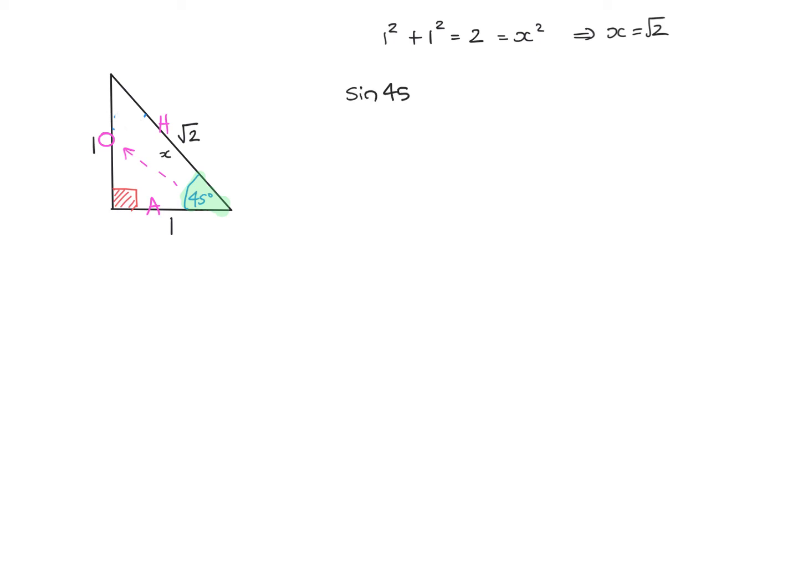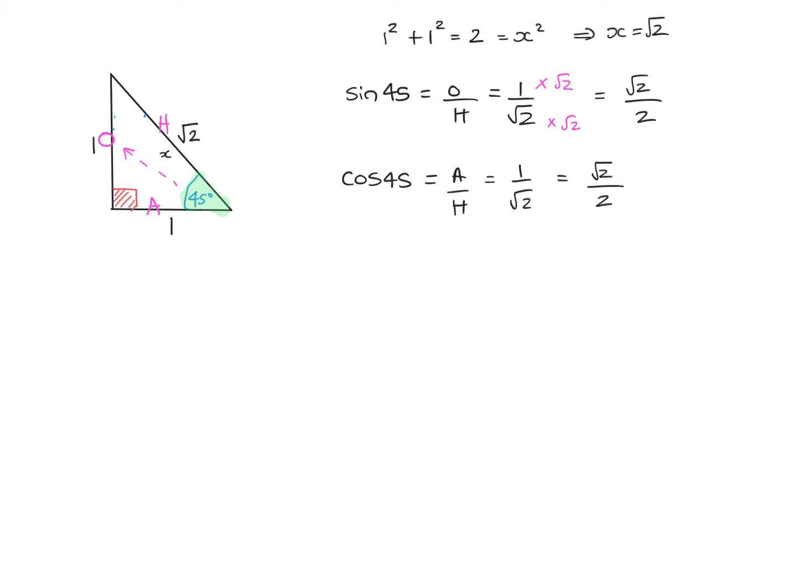So let's remind ourselves that the sine of 45 is the opposite divided by the hypotenuse, which is 1 over root 2. So multiply by root 2, multiply by root 2 to rationalise the denominator, and we get an answer of root 2 over 2. The cos of 45 degrees is the adjacent divided by the hypotenuse, which is also 1 over root 2, and we now know that's the same as root 2 over 2. And the tan of 45 degrees is the opposite divided by the adjacent, which is 1 over 1, which is 1. So we now have the exact trig values for the sine, cosine and tangent of 45 degrees.